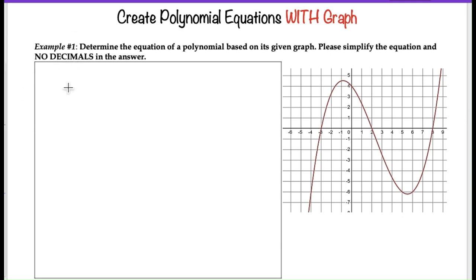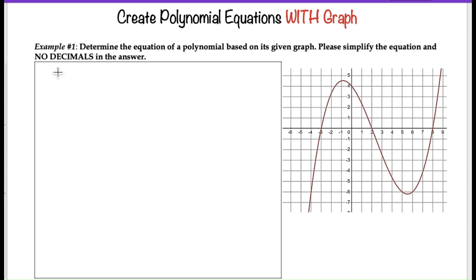Today we are going to talk about how to create a polynomial equation from a graph. We are going to look at the different graphs of polynomials and read some key information from the graph, and then we're going to use that information to help us determine the equation of the polynomial.